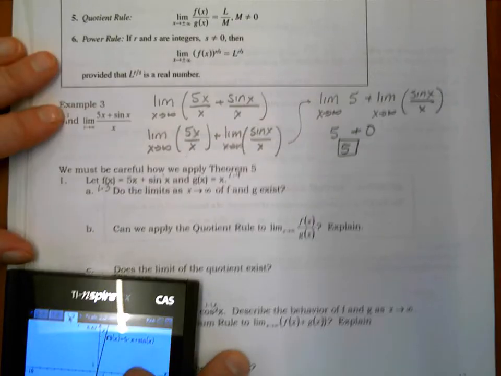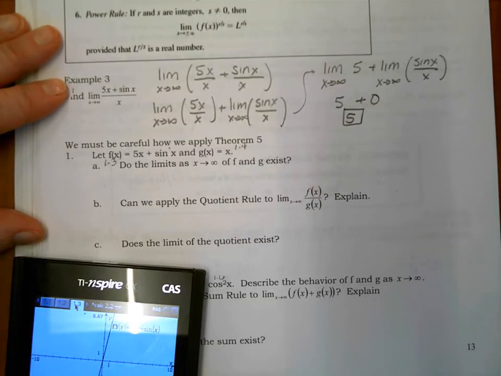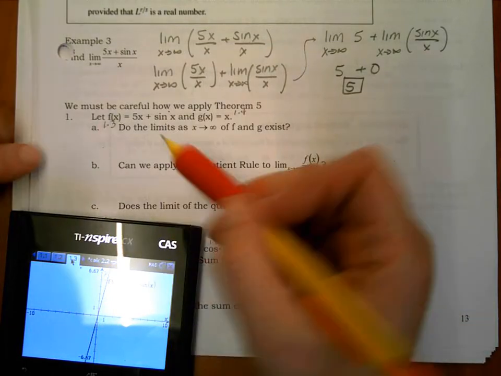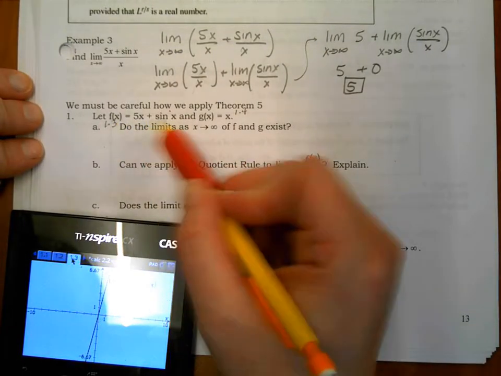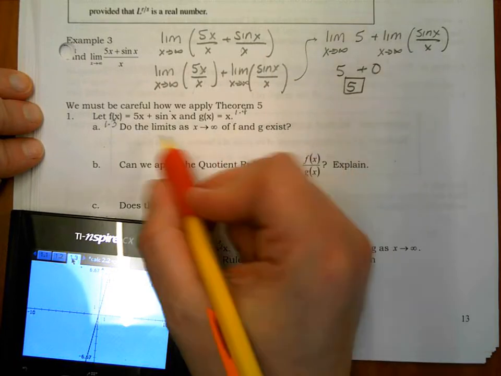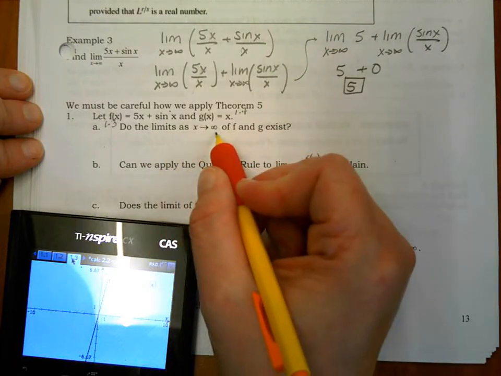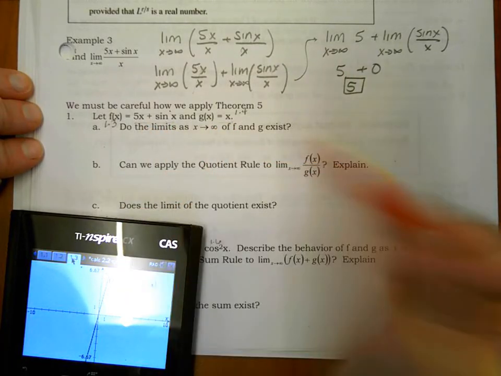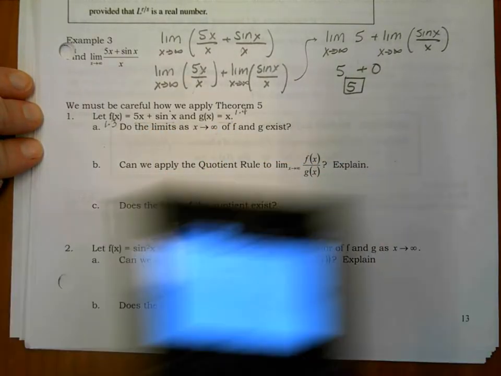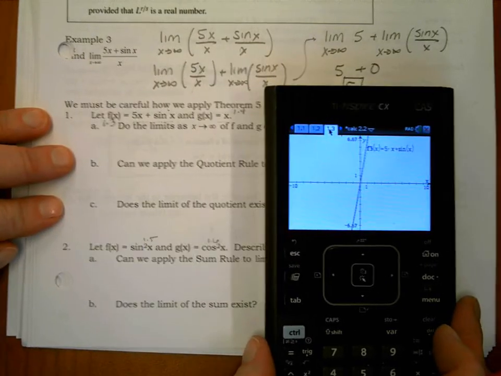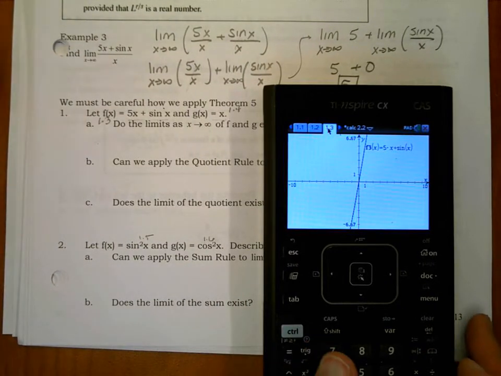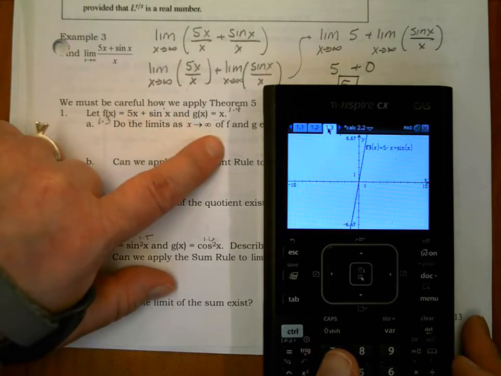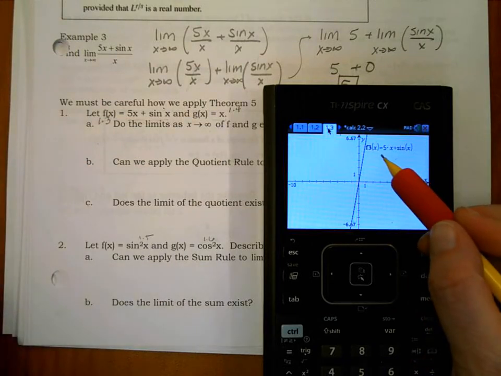Now the thing is, if we were not to have split it apart like that, and let's say we had looked at it in two different pieces. So let's say I looked at f of x as this and g of x as this, and it's asking, do the limits as x approaches infinity of f and g exist? If I were to graph these separately, if you're doing this at home, pause the video and do it separately. Go ahead and graph that and see what it looks like and find the limit as x approaches infinity. So if you want to pause, go ahead and pause.